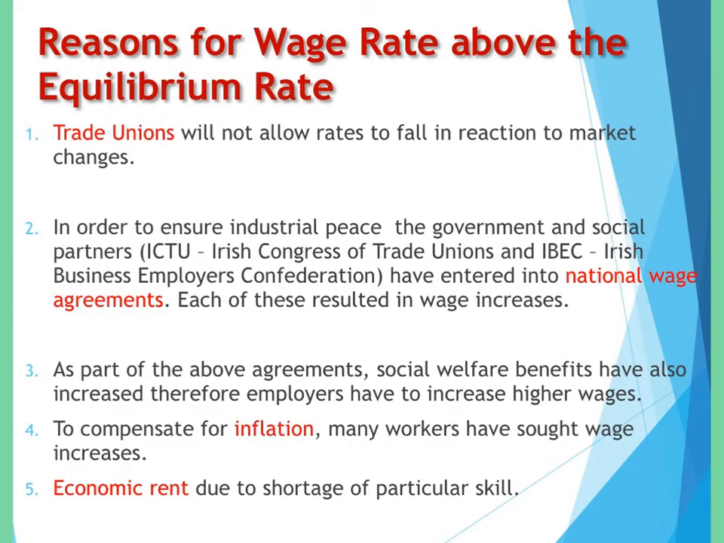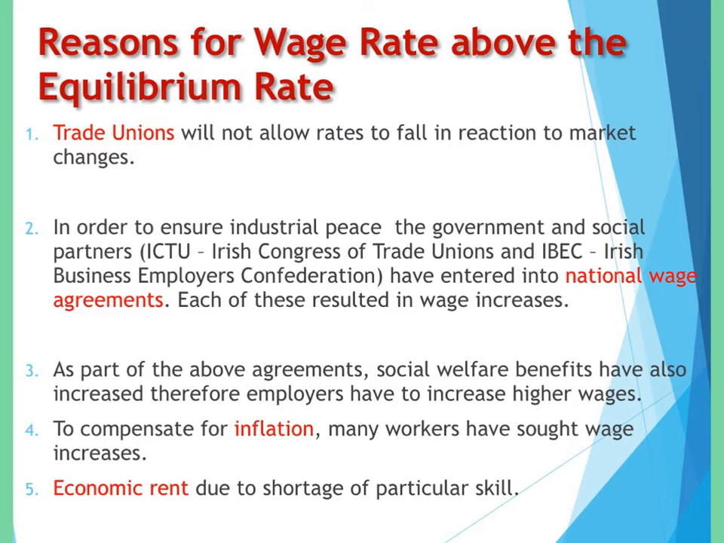Okay, so just looking at a couple of reasons for wage rates being above the equilibrium rate, which was our free market wage rate. So first of all, trade unions will not allow rates to fall in reaction to market changes. So when we see that there are times of economic downturn, which means that demand is less than supply in any market, then trade unions will not allow firms to lower the wages in response. Okay, so we've talked about that before. We've said that often the way firms deal with that is that they may decide to introduce voluntary redundancies, and then as they introduce voluntary redundancies, they can then take on new labour at lower contracts.